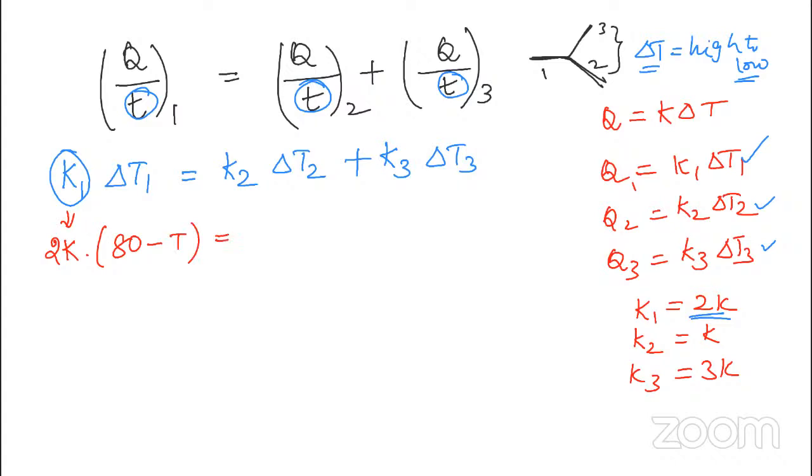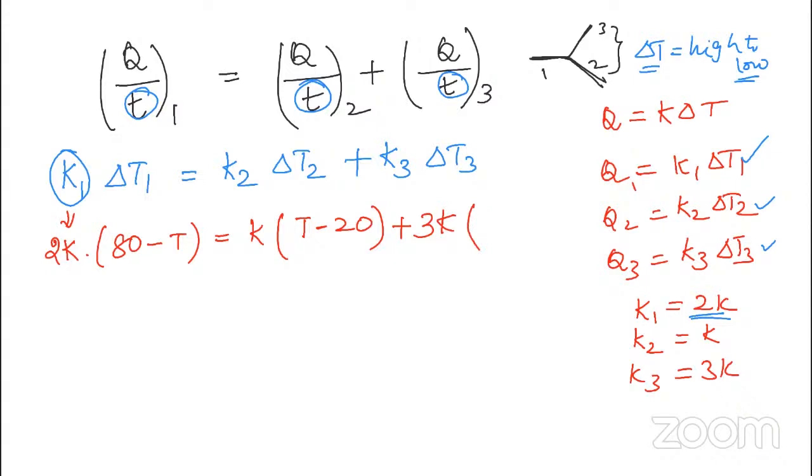Similarly the value for K2 is K into, for the second rod, the temperature at the junction is T and its final temperature is 20. So T minus 20. Right. For the third rod, what is the value of K3? It is 3K into the temperature difference between T and 60 degrees.